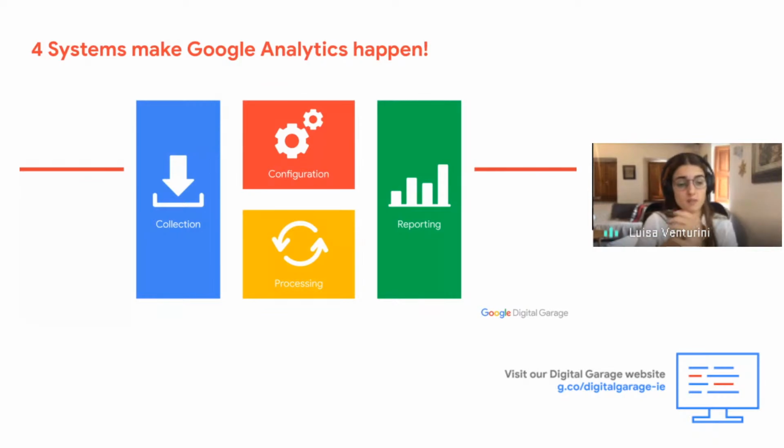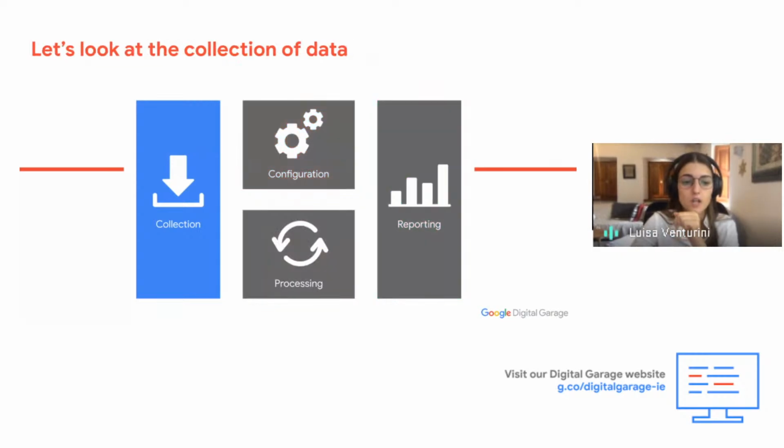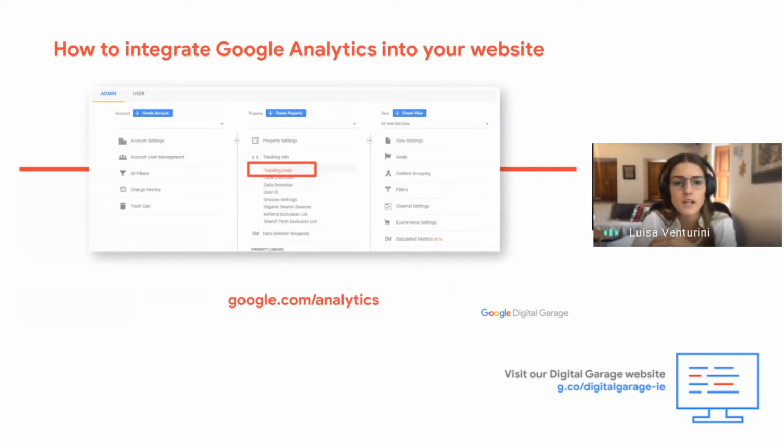There are 4 systems that make up Google Analytics: the collection part, the configuration, the processing, and the reporting. We're going to start with the collection first, and tell you a little bit more about how you can actually get some practical tips to put in.